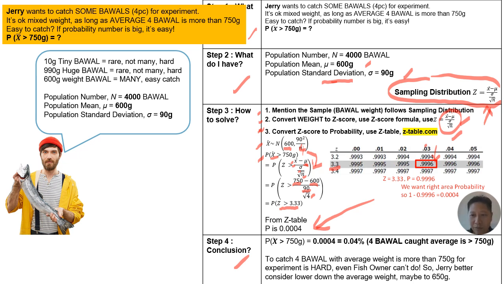Next one, our conclusion. The probability of catching 4 fishes that would have average more than 750 gram is a very small probability number. It means that it's really difficult. The lake owner might also find it difficult to catch this fish too. For this problem, we would suggest Jerry maybe lower down the average weight, not 750 gram. Why not we consider 650 gram, the average?